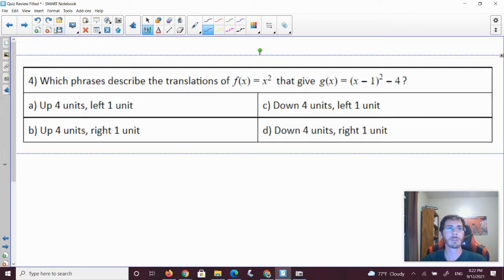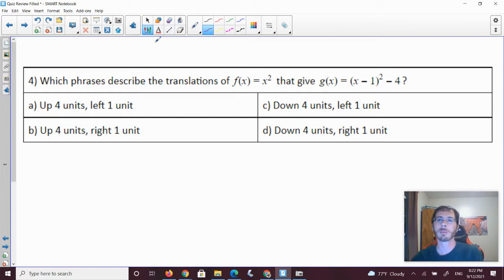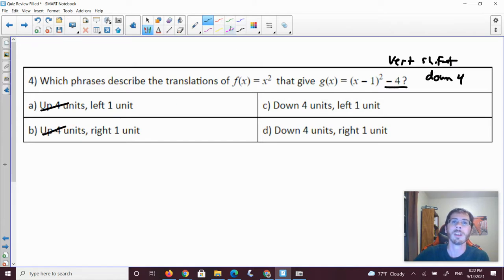All right. Next one, we've got which phrases describe the transforms for f of x equals x squared that give g of x equals x minus 1 squared minus 4. We did a lot of practice with these in class. We just have to identify what the transforms are. Over here, remember, we've got the minus 4 outside the parentheses. Because it's outside the parentheses, we know this is going to be a vertical shift. Outside the parentheses, we follow the rules. Negative sign means we're going to go down 4. So let's get rid of the ones that say up 4.